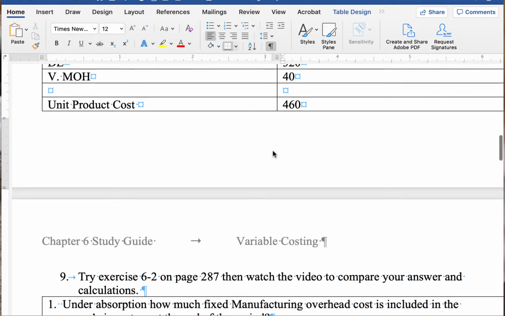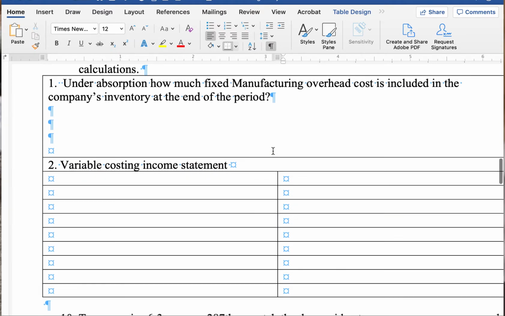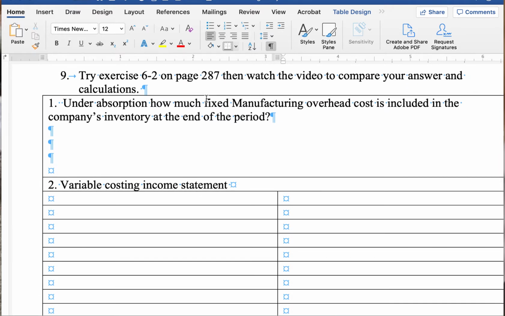Okay, now let's look at number 2. Number 2 says that we have to do the income statement under absorption costing. How much fixed manufacturing overhead is included in the company's inventory at the end of the year?